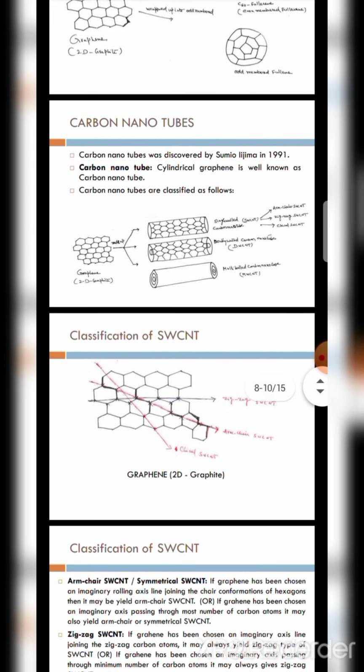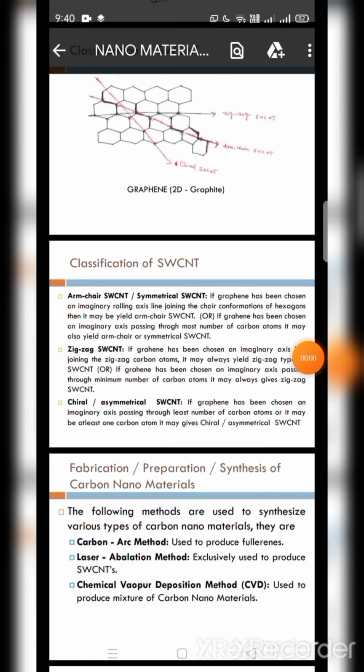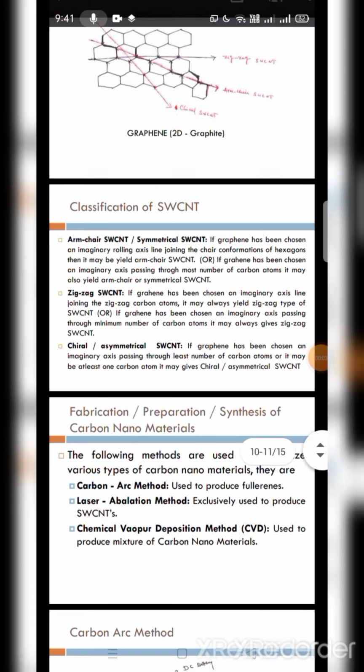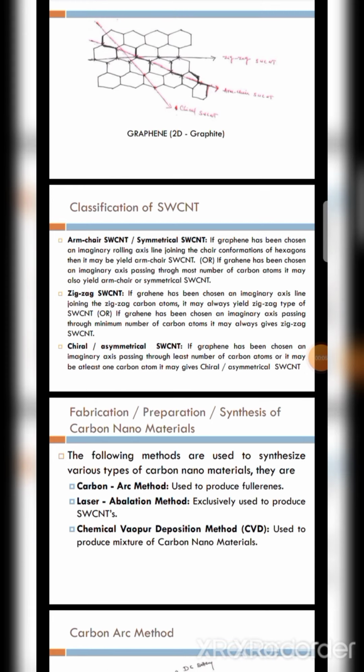Carbon nanotubes. Carbon nanotubes were discovered by Sumio Iijima in 1991. Cylindrical graphene is well known as a carbon nanotube. Carbon nanotubes are also classified as single wall carbon nanotubes. Armchair single wall carbon nanotubes: in graphene, if an imaginary rolling axis line is chosen joining the chair conformations of hexagons, then it may yield armchair single wall carbon nanotubes.